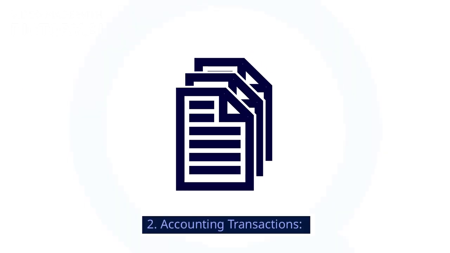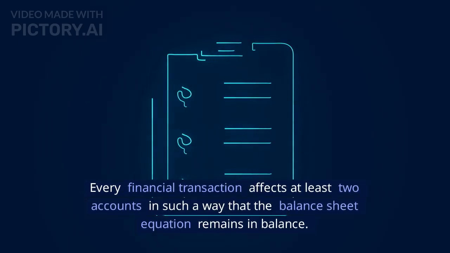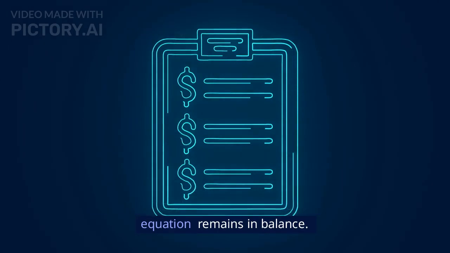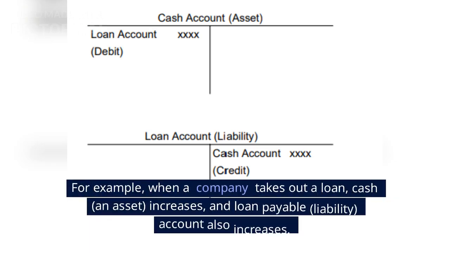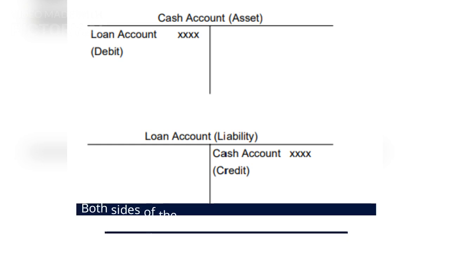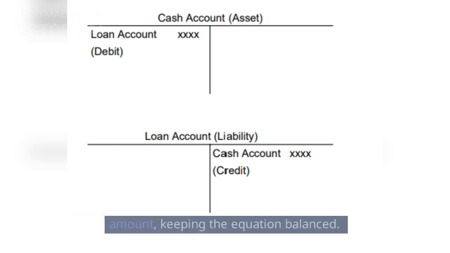2. Accounting transactions. Every financial transaction affects at least two accounts in such a way that the balance sheet equation remains in balance. For example, when a company takes out a loan, cash, an asset, increases, and the loan payable, liability, account also increases. Both sides of the equation increase by the same amount, keeping the equation balanced.